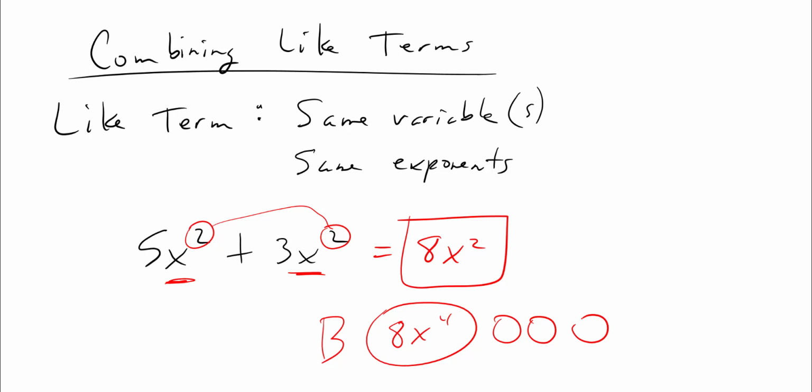Okay? So what you do is you got to keep these the same. Keep the exponents the same and the variables the same. It's just saying 5 of these and 3 of these. I have 8 of these. Okay? So that's what a like term is. So let's do another problem here. If I said 7y to the 4th minus 3y to the 4th.